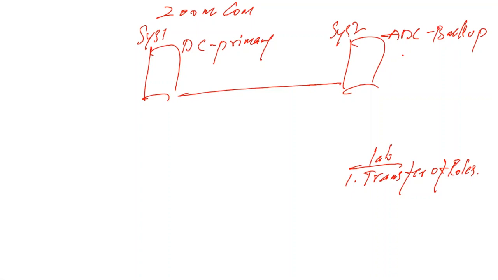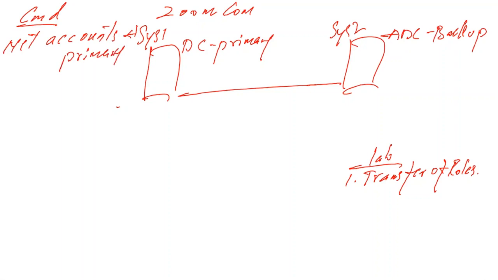By using this, we can transfer. So please write down the steps. In system 1 DC, log in as administrator. Then write down, open the command prompt, and write down the first command, net space accounts, and press enter. Once you press enter, what will it display, primary or backup? System 1 is my primary, so write down dash primary.